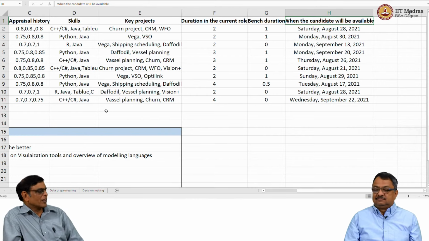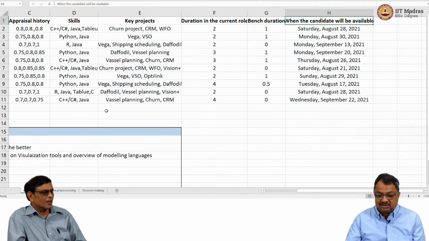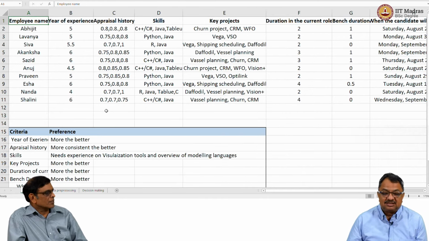So from that date, you can compute how much time you have to wait. The shorter you have to wait, the better. Basically, you prefer a candidate who can come earlier. Okay. All right. So these are the criteria. Let's just take a look at some of this data.